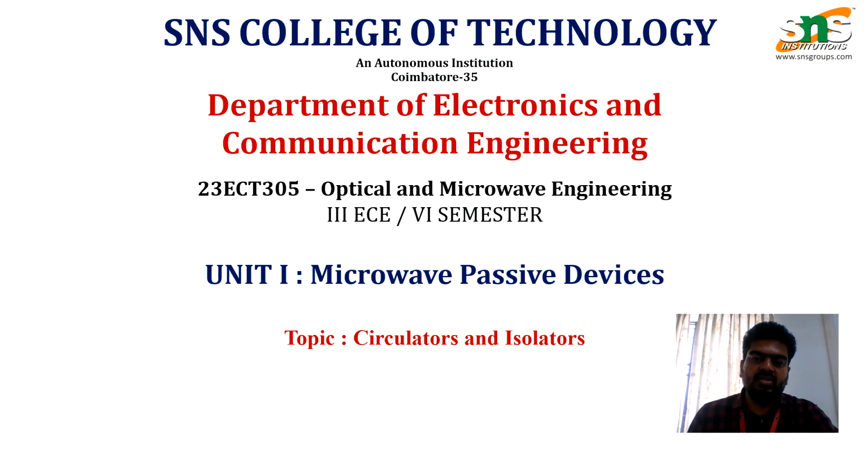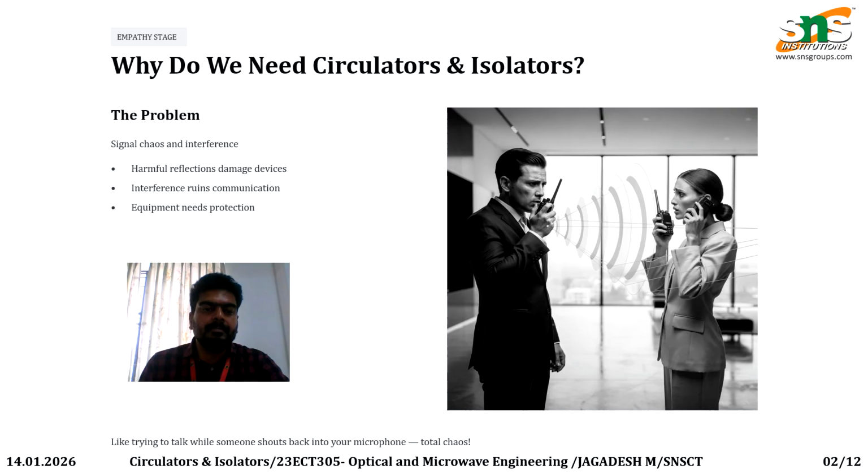What are a circulator and an isolator? We will see this in a design thinking based approach. At the empathy stage, why do we need a circulator and isolator? The problems are signal bias and interference, harmful reflections that damage devices, and interference that disrupts communication. Equipment needs protection. These are the reasons we need circulators and isolators.